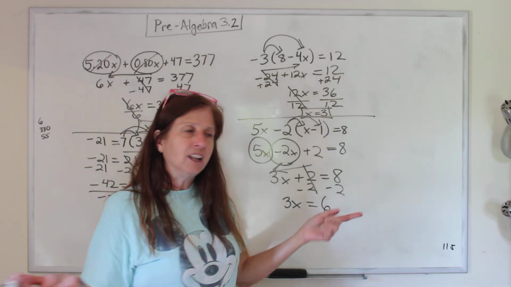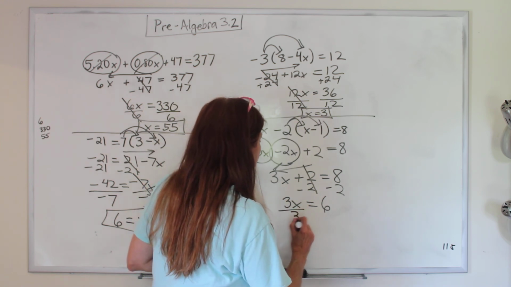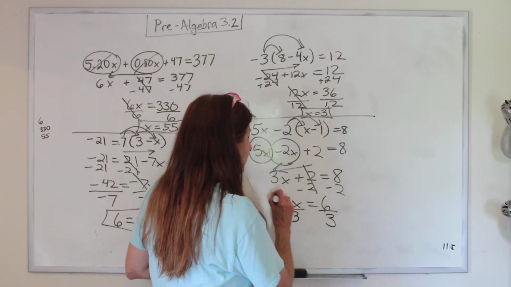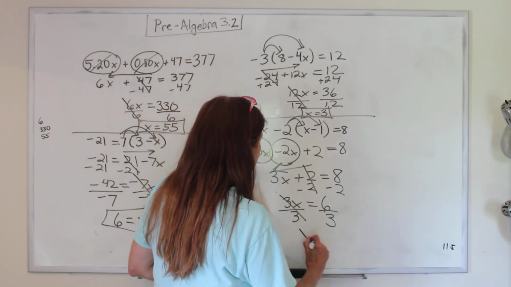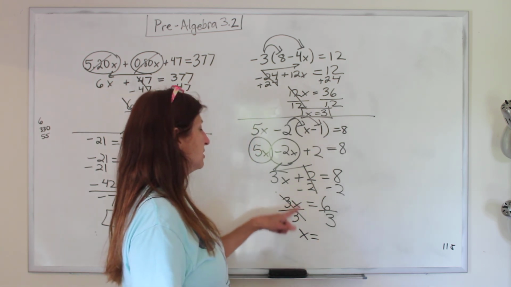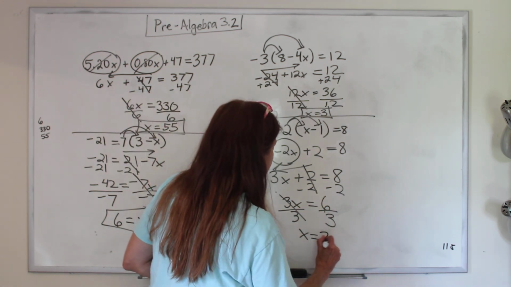Why is x not alone? It's being multiplied by 3. What's the opposite? Divide by 3. What I do to one side, I do to the other. These cancel out. Bring down what you didn't mess with, the x and the equals. 6 divided by 3 is 2.